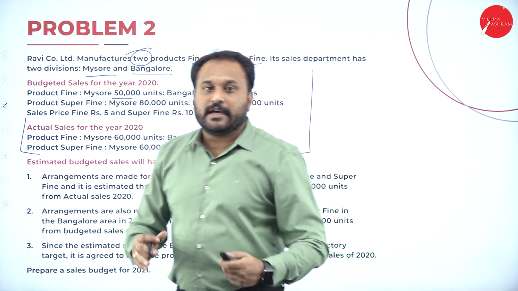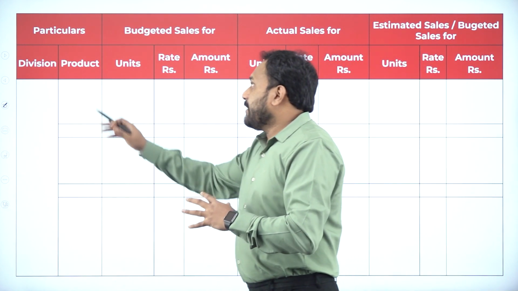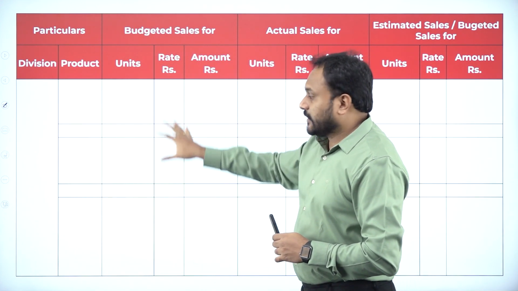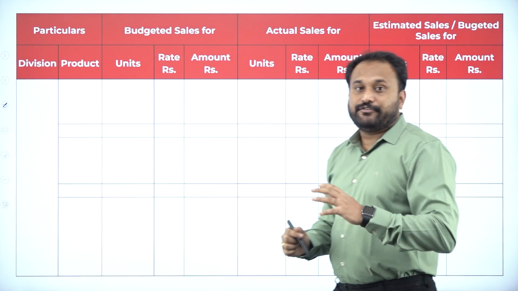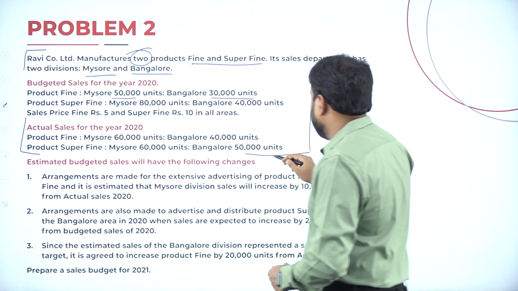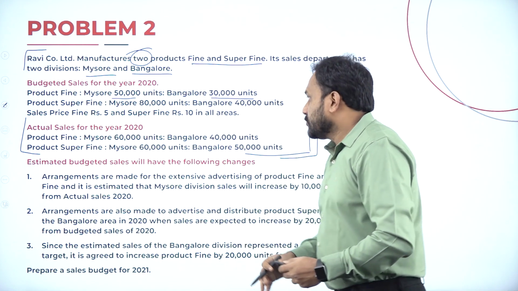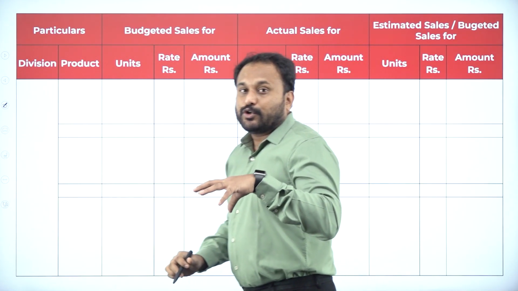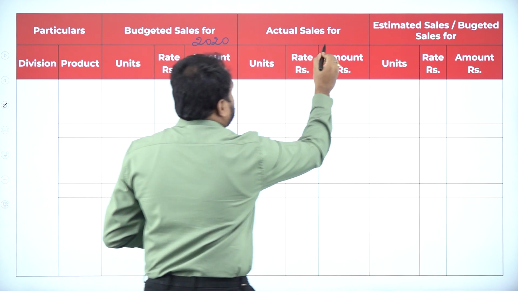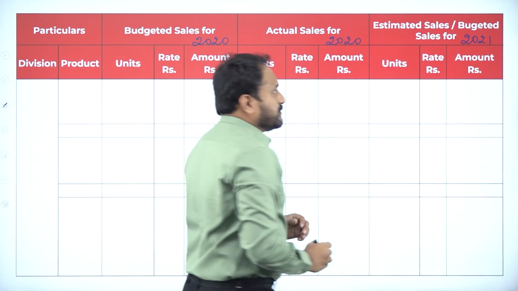So we'll go to our pro forma and make our particulars. This is what the tabulation will look like. We have particulars, division and product. We'll go step by step. I told you that budgeted sale for the current year and actual sale for the current year, we can fill just by seeing from here, that is Ravi Company Limited till here. We can fill the entire budgeted and actual for the current year. So budgeted sale for 2020 is our current year. So we'll write 2020 here. Here also it is 2020. This is 2021, which we are supposed to prepare.